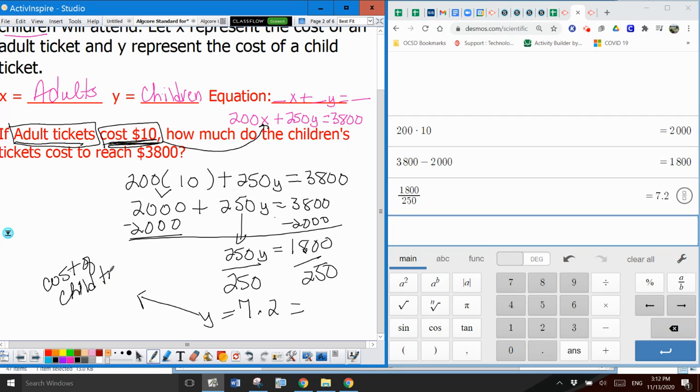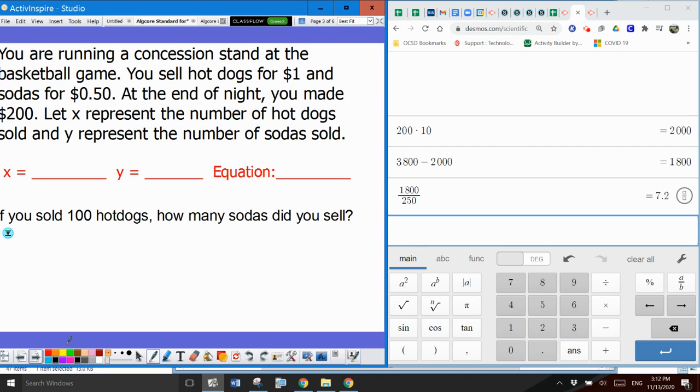A child's ticket. Remember, money has 2 decimal spots, so this would be $7.20. Okay, let's look at this next one.